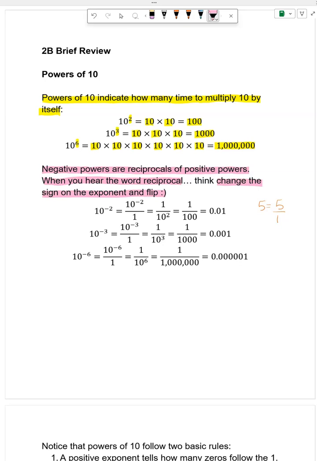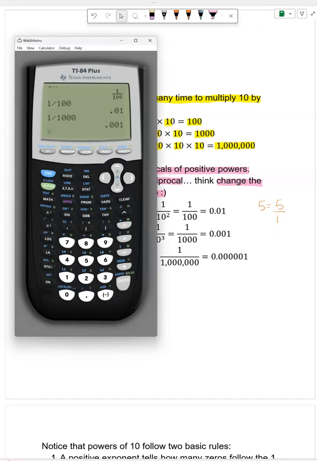So since this is a negative 2 power, then we're going to flip it, right? Reciprocal. So then the 1 goes on top and the 10 goes on bottom. But we have to change the sign from negative to positive because once it crosses this line, it has to be positive now. So then that's 1 over 100 because 10 squared is 100. And if you do this on your calculator, you do 1 divided by 100, and that gives you 0.01.